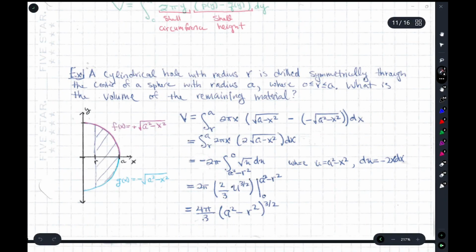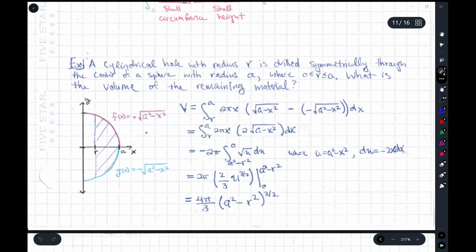Now that we have an intuitive grasp of what's going on, you can see that we get the height by looking at the top part as f of x equals plus the square root of a squared minus x squared, and the bottom as negative the square root of a squared minus x squared. That's just coming from the formula for a circle. You take the positive and negative roots to get y in terms of x for that circle. So how do you get a height? Your height is going to be the top function f of x minus the bottom function g of x.